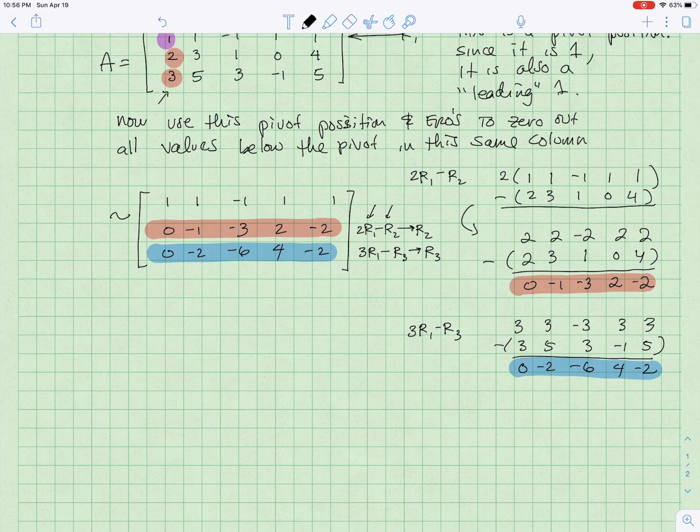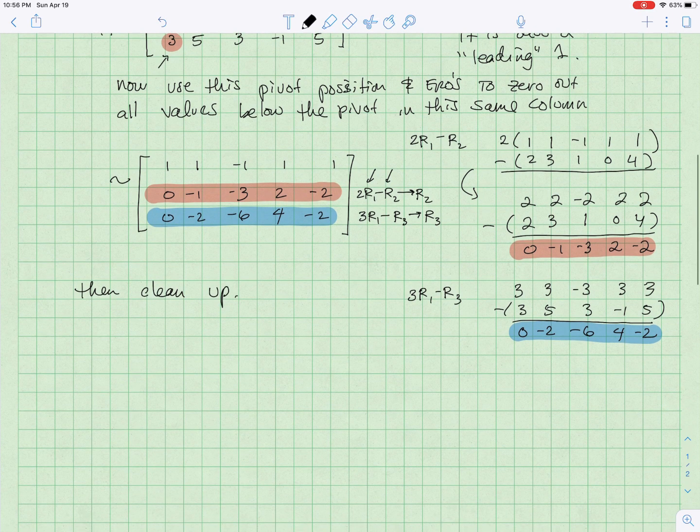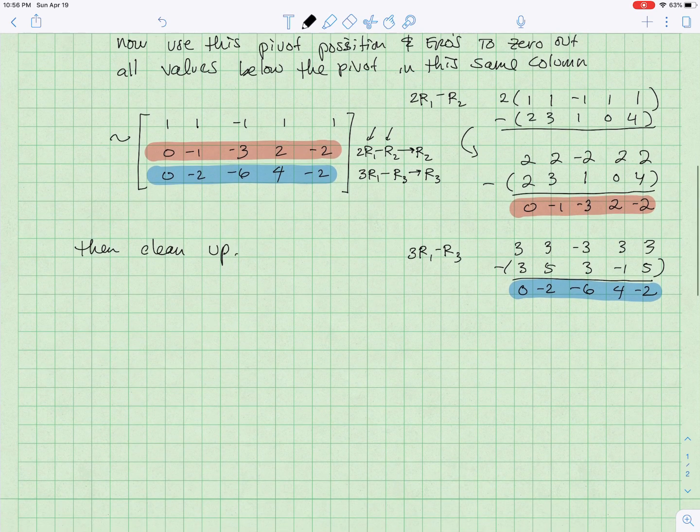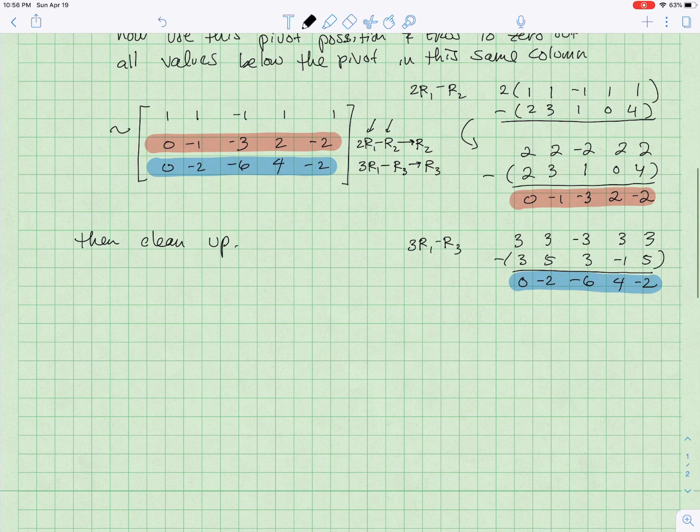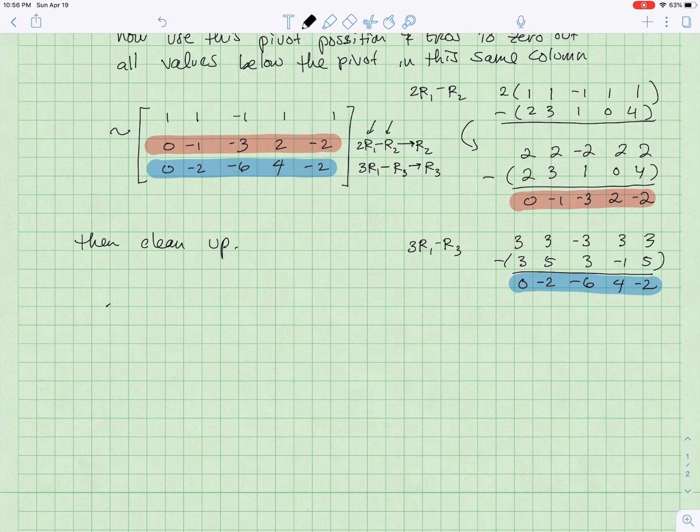Now, this is sort of a little intermediary step here. And then I would say, then clean up. Now, what do I mean by clean up? I mean, it's really nice to work with positive numbers, and there's some common factors in here. So what I'm going to actually do is, leaving this first row alone, 1, 1, negative 1, 1, 1. If possible, I would like my leading positions to be 1s, or at least positive.